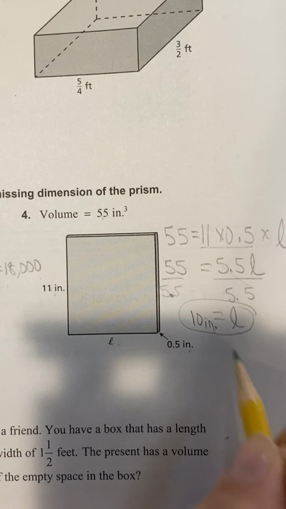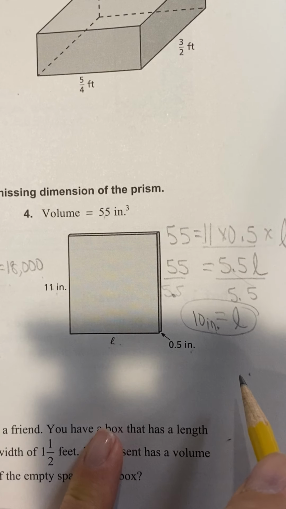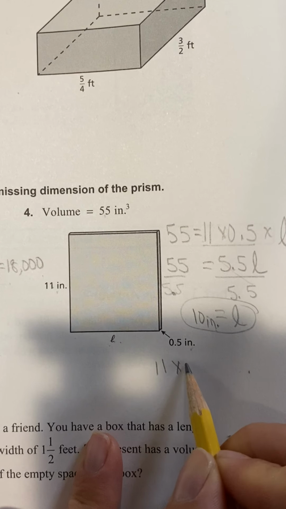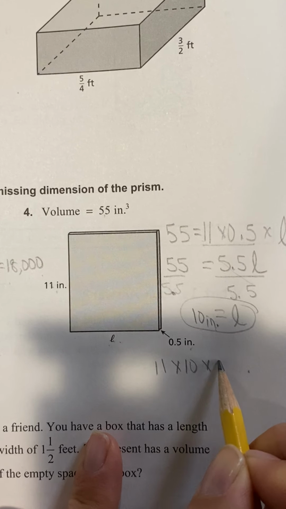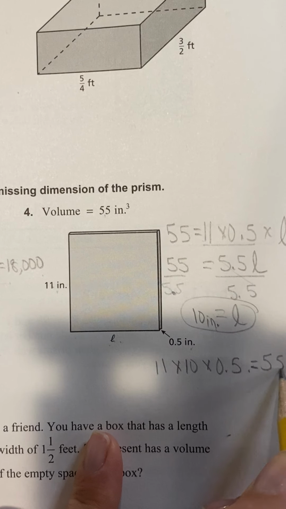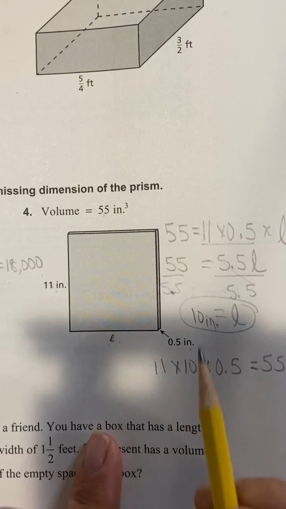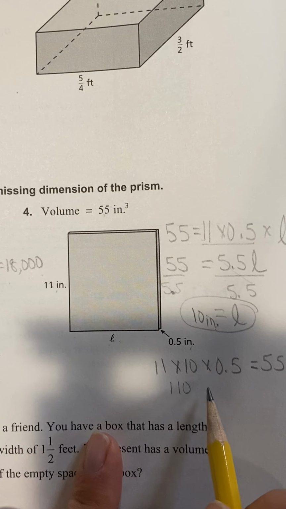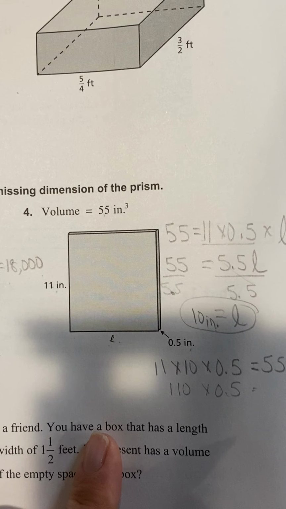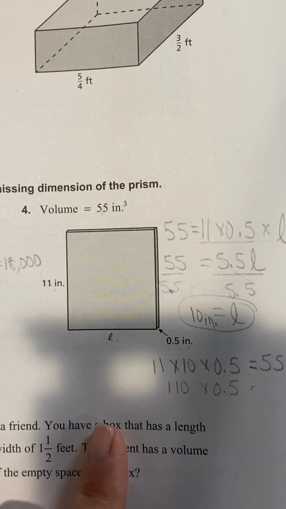But I'm going to go ahead and plug that all back in to make sure it makes sense and to make sure it works. So does 11 times 10 times a half equal 55? Well, 11 times 10 is 110, and 110 times a half should give me 55. I can double check this on my calculator to make sure I got it right.